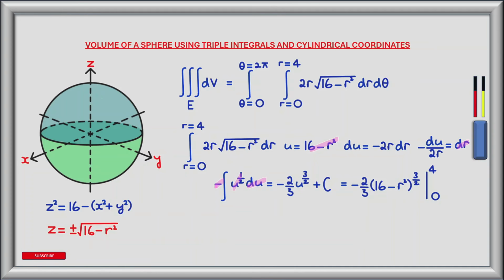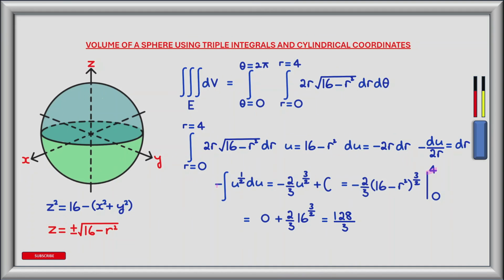And evaluating this using the power rule, we have minus 2/3 u to the power of 3 over 2 plus a constant of integration c. And now substituting back in for u, we have minus 2/3 into the bracket of 16 minus r squared to the power of 3 over 2. And we need to evaluate this between 0 and 4. And if we plug in the upper limit of 4, we get 0. And plugging in the lower limit of 0 gives 2/3 multiplied by 16 to the power of 3 over 2, which equals 128 divided by 3.